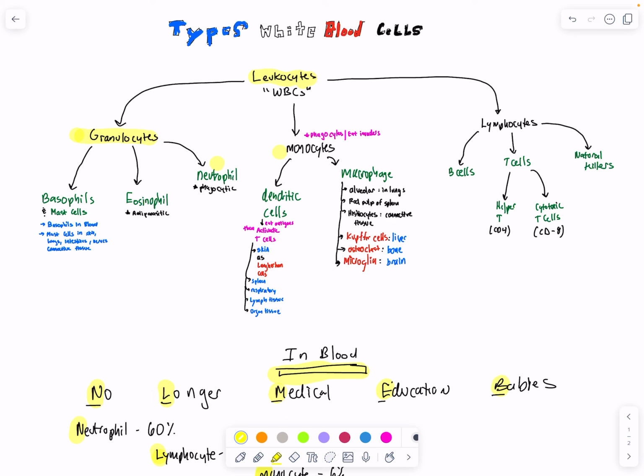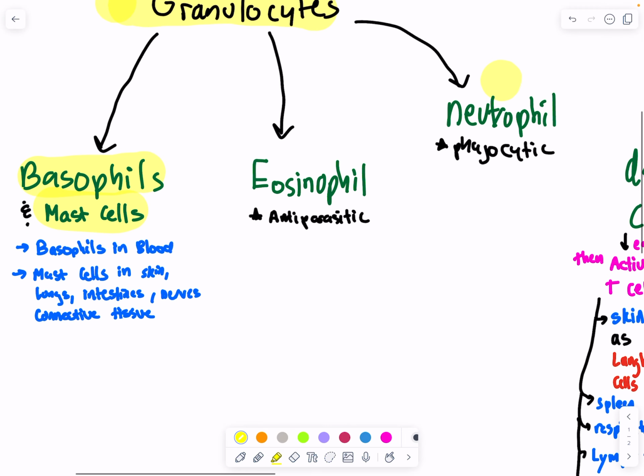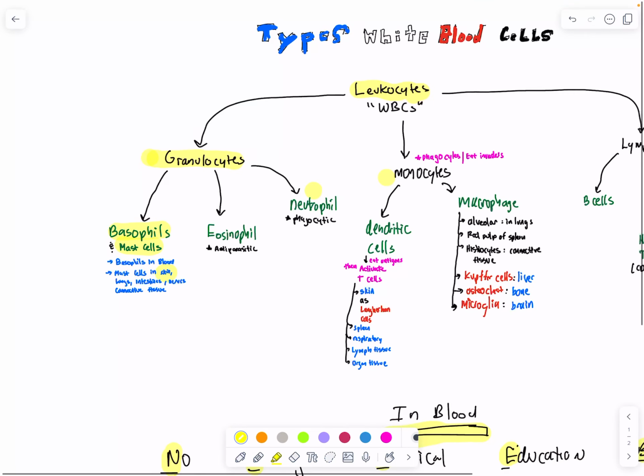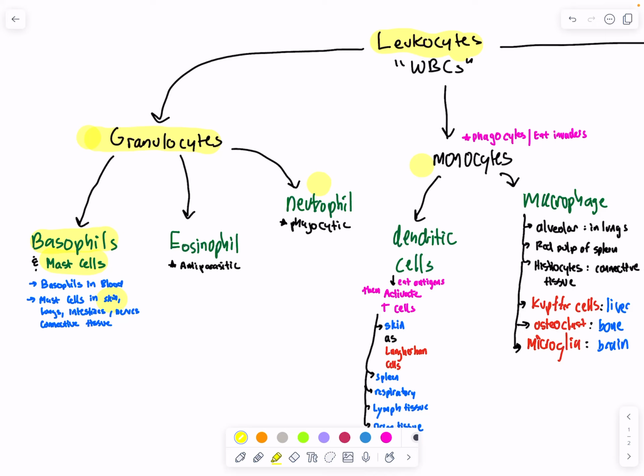We have our basophils and mast cells. They do basically the same thing, which is promote inflammation. And so basophils exist in the blood, and mast cells are in the skin, lungs, intestines, nerves, connective tissue, but basophils are in the blood. Then we have our eosinophils, which are antiparasitic. And again, granulocytes release specific and non-specific granules to do their effects.